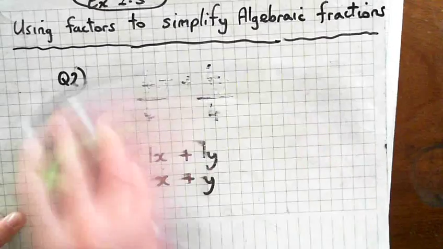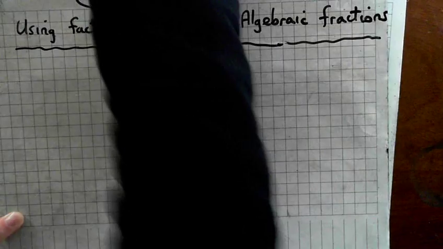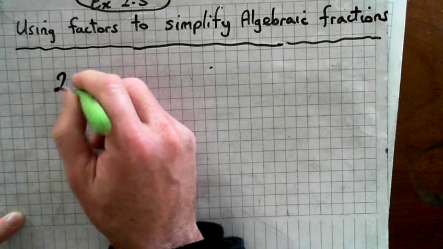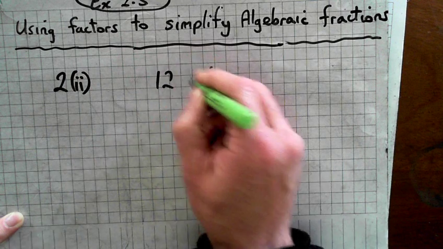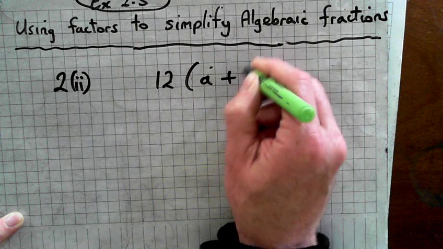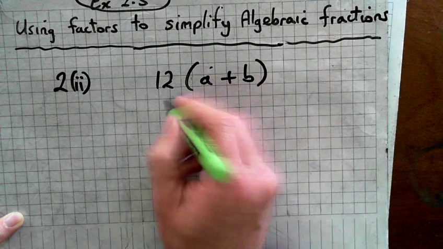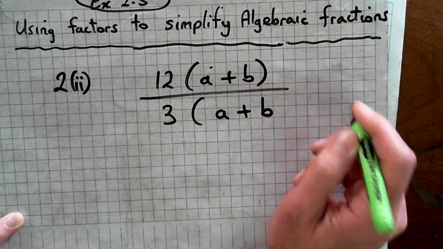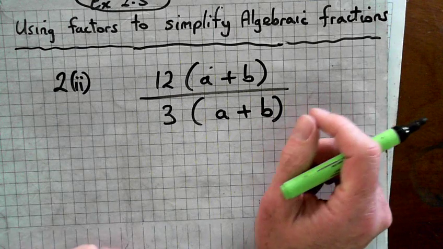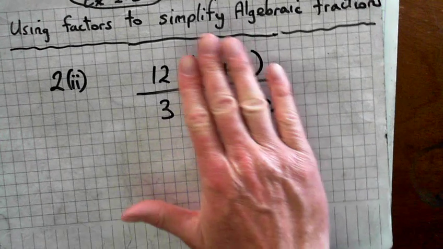Okay. And the next one. Question 2, part 2. 12 times a plus b over 3 times a plus b. Right, this is easier than it seems. Look at the numbers first.